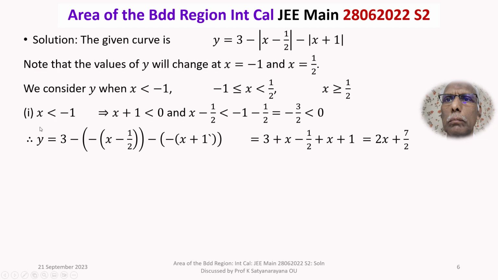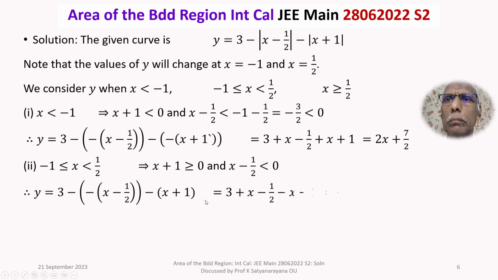So, let's go to the second part. The second part is when minus 1 is less than or equal to x less than 1 by 2. So minus 1 less than or equal to x means x plus 1 is greater than or equal to 0, so mod of x plus 1 will be just x plus 1 only. And x less than 1 by 2 means x minus 1 by 2 is negative, therefore replace mod of x minus 1 by 2 by minus of x minus 1 by 2. Then simplify, and you will get y equals 3 by 2.